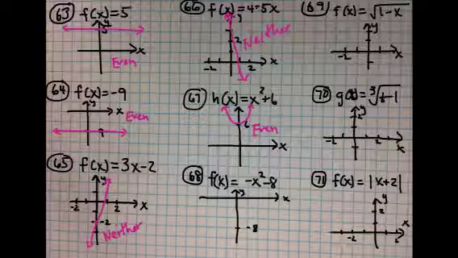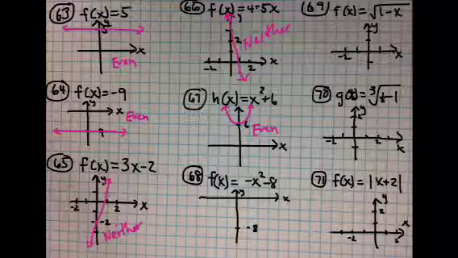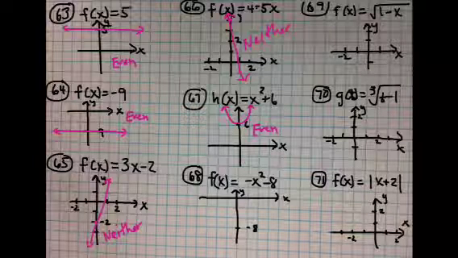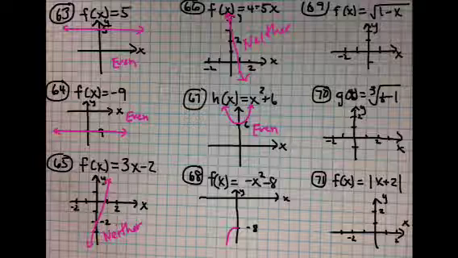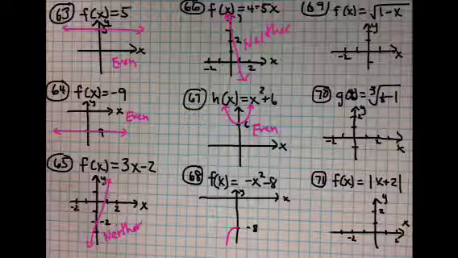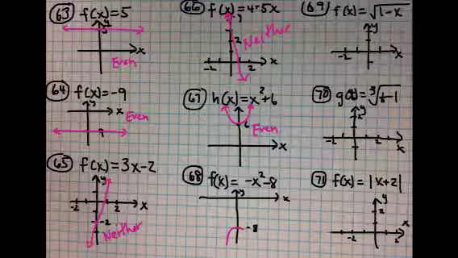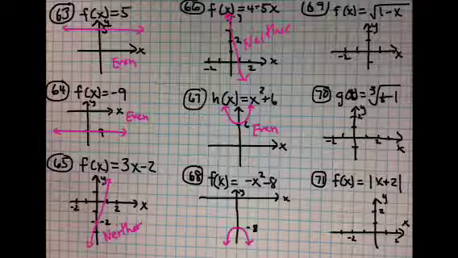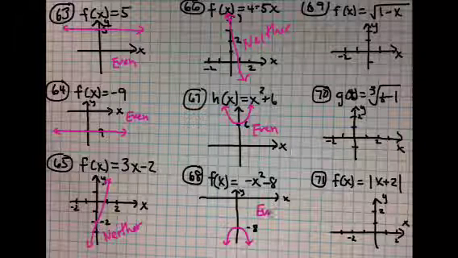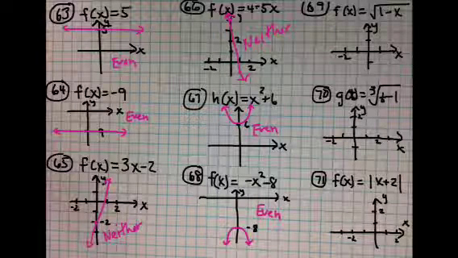Okay, 68, another parabola that was translated down 8 units, and then the negative in front of the x squared tells you that it reflects over the x-axis, so it's going to open down. Okay, so this one is also even because it's symmetric with respect to the y-axis.